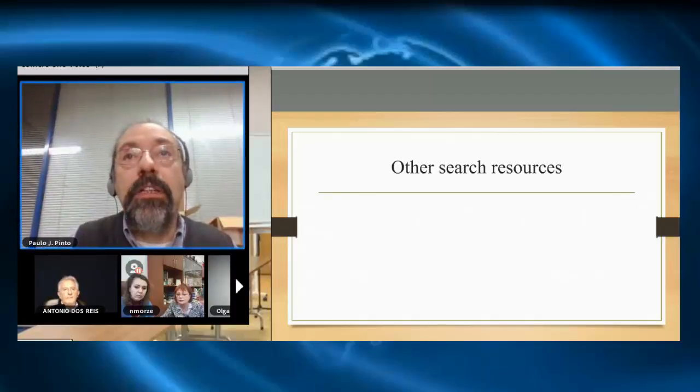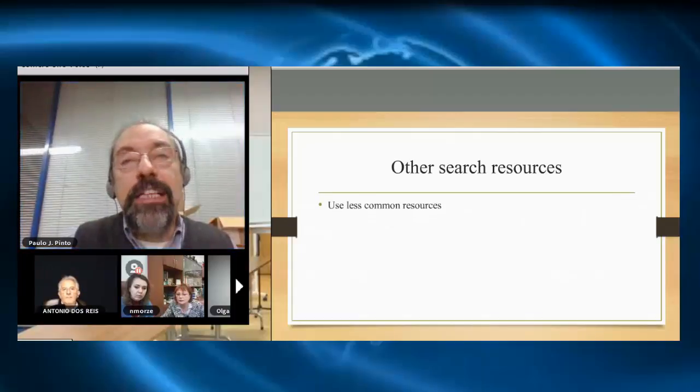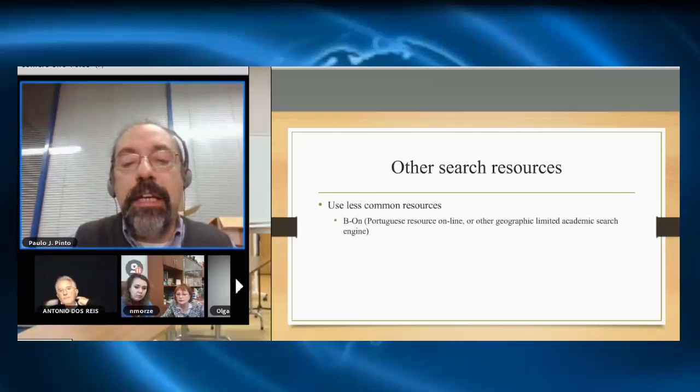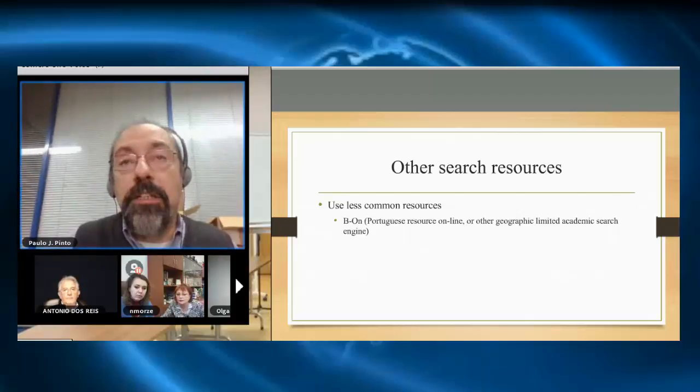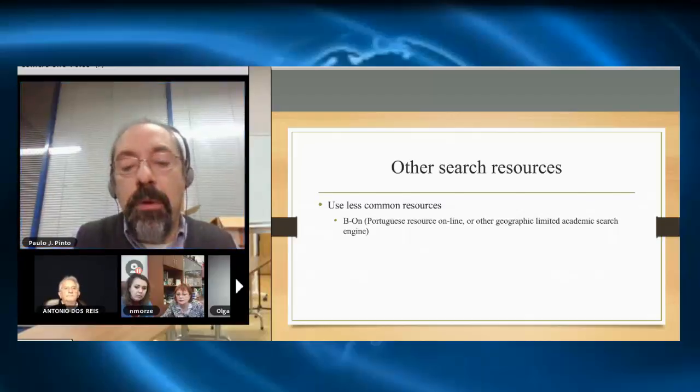You know, there is not only the traditional search engines. Use less common resources. For instance, in Portugal, you can use Beyond, which is a Portuguese database for publications you can search. Probably in other countries there are also online libraries, databases that you can search for articles, for anything you want.